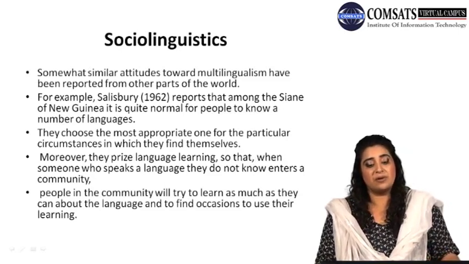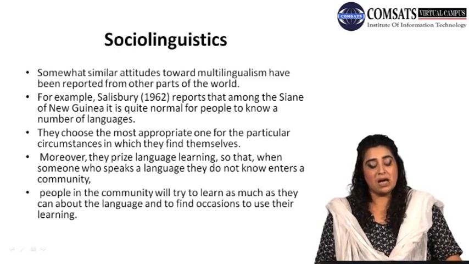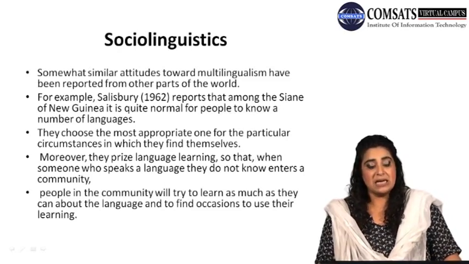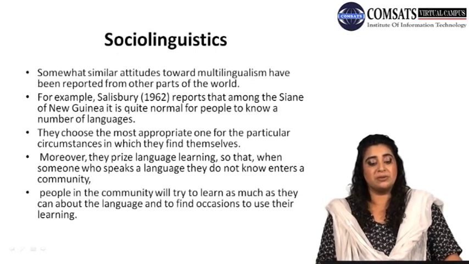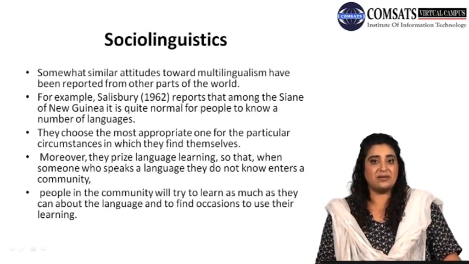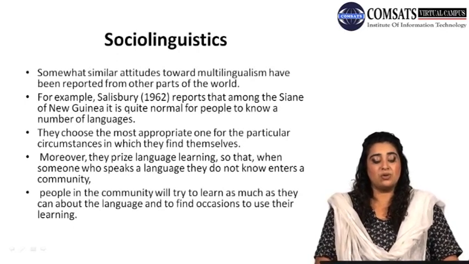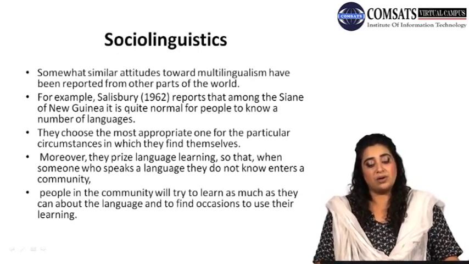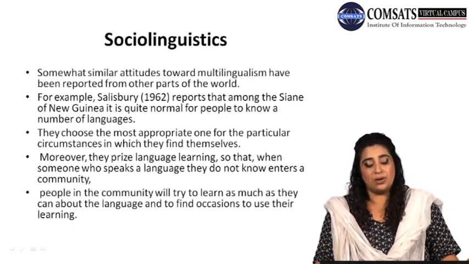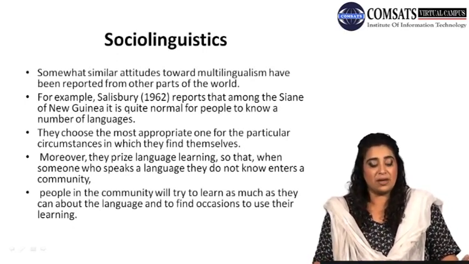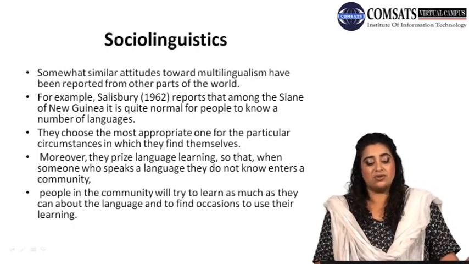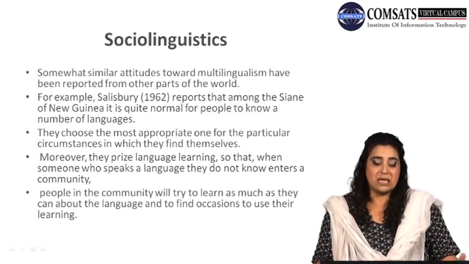For example, Salisbury in 1962 reports that among the Siain of New Guinea, it is quite normal for people to know a number of languages. They choose the most appropriate one for the particular circumstances in which they find themselves. Moreover, they prize language learning, so that when someone who speaks a language they do not know enters a community, people in the community will try to learn as much as they can about the language and to find occasions to use their learning.